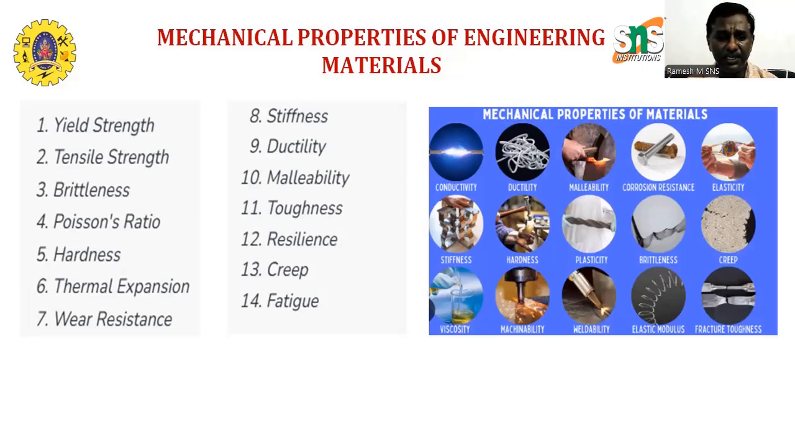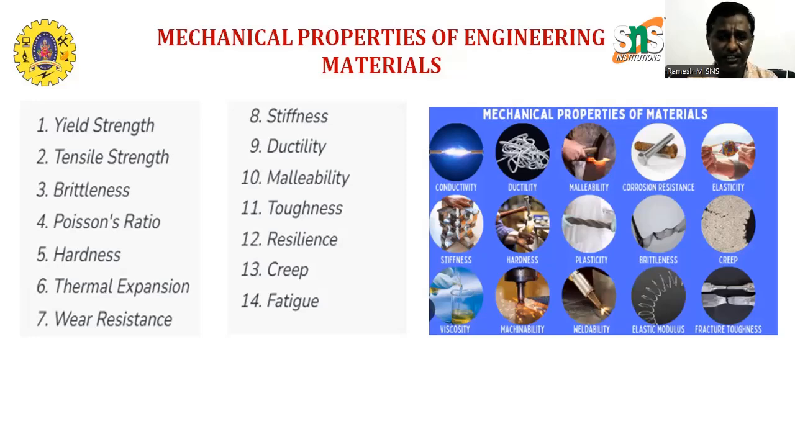Then another property called creep. It is the slow, continuous deformation of a material under constant stress over a long period, especially at high temperatures. Materials like plastics and metals at elevated temperatures exhibit the property called creep. Turbine blades and engine parts must be creep resistant.